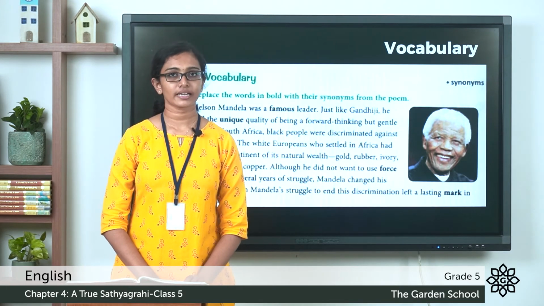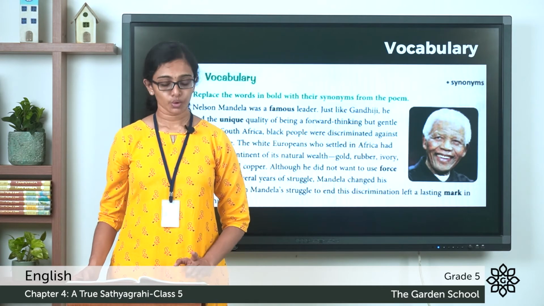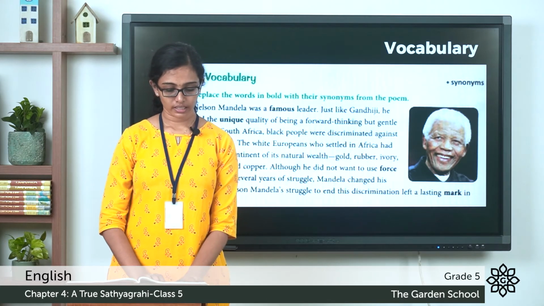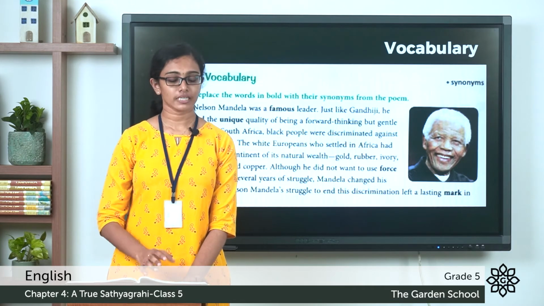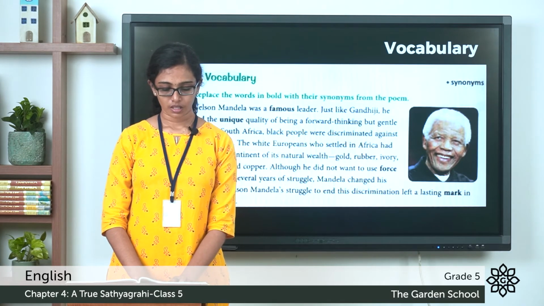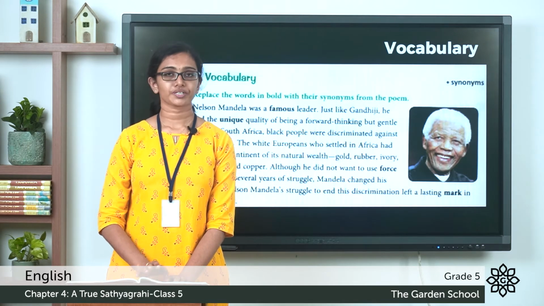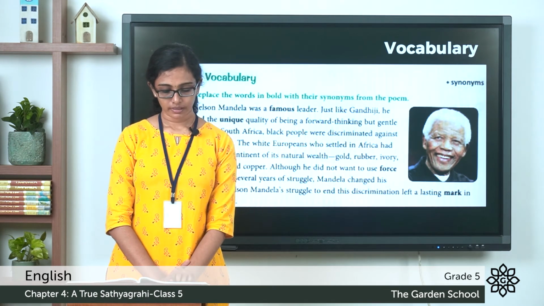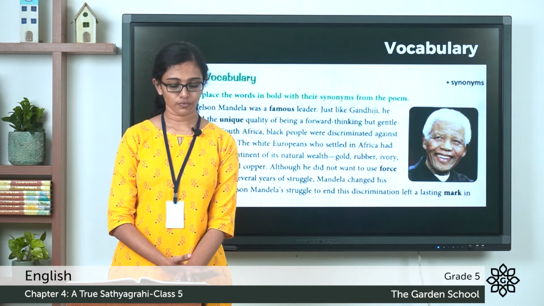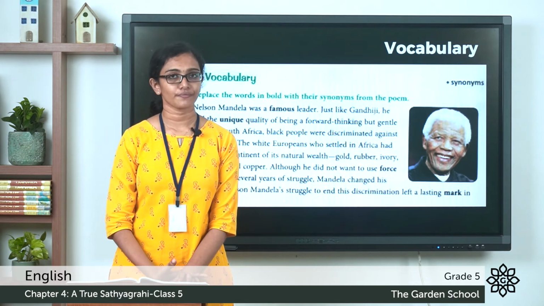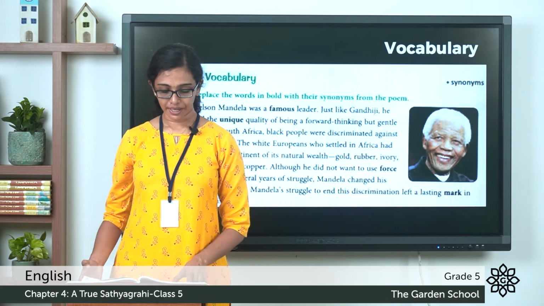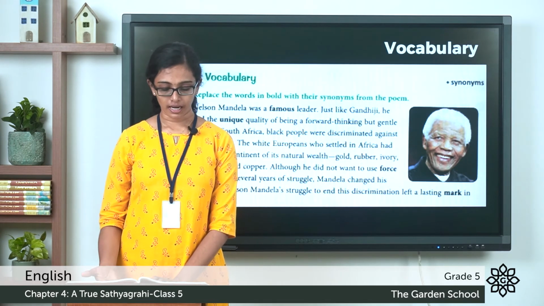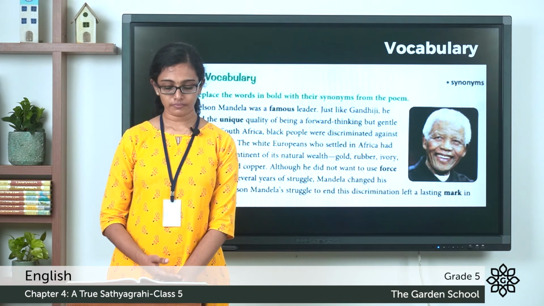Remember? The next word is looted, and in the poem we had a line, wouldn't you revamp him who smuggles and plunders? Plunder means to loot. So what is the word to be replaced here? Looted. It has to be replaced by plundered. The next word is force. And what is the synonym for force that we learned in the poem? It is power. Then Mandela changed his thinking. And what was the synonym for thinking that we learned in the chapter? It is philosophy. Next word is mark. In the poem we had a line, left his imprint in the annals of history. So imprint means mark. So mark has to be replaced with the synonym imprint.